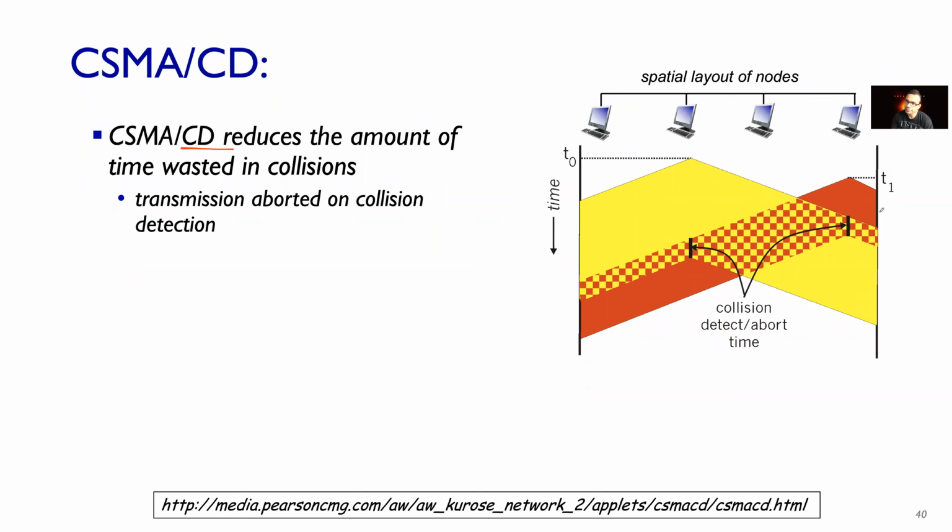As you see in this picture, this last node began transmitting at t1. However, at roughly this point, it is going to hear the transmission from this node. And then it's going to realize that, hey, I made a mistake. I started sending, but I can also hear some other node that's also sending. So I can actually abort.